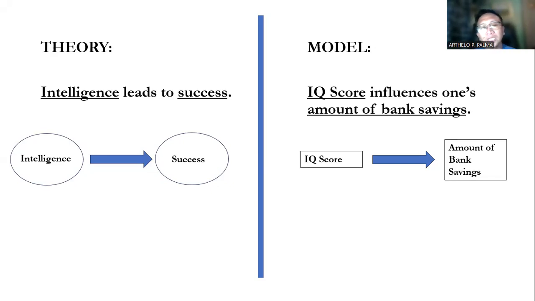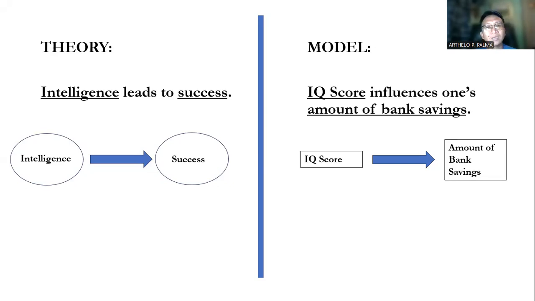You found in the literature when you read, suppose, that someone's success in finance could be attributed to his or her amount of bank savings. Suppose that's what you found in the literature. So therefore, you can now create a model which has a reflection of your theory. So that's what I told you, that you cannot just create a model without adhering to a certain theory.